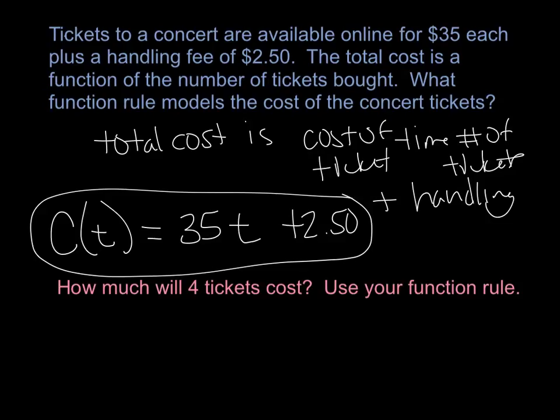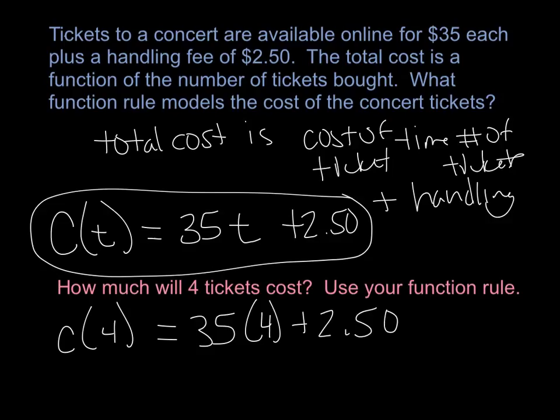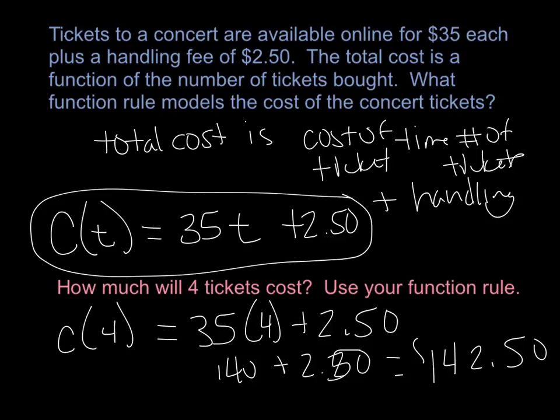Now we're going to use our function to determine how much 4 tickets will cost. So we're going to evaluate the cost for 4 tickets. We take 35 times 4 plus the $2.50. Go ahead and evaluate that. So 35 times 4 is $140 plus the $2.50 equals $142.50 to purchase 4 tickets. And that concludes lesson 2.1.